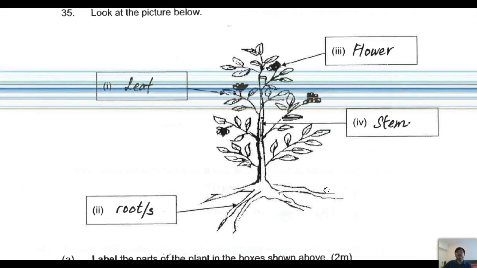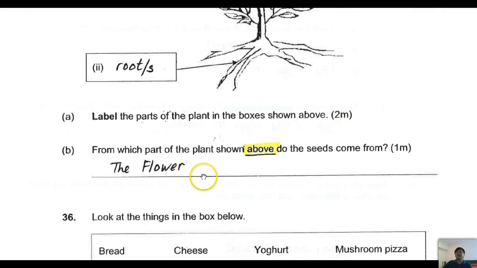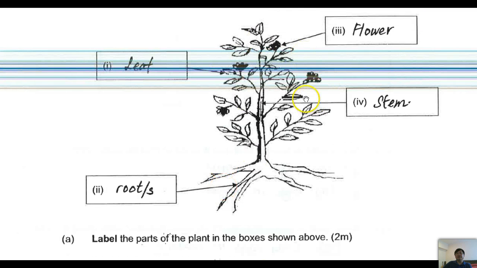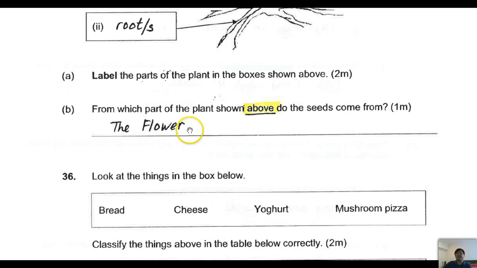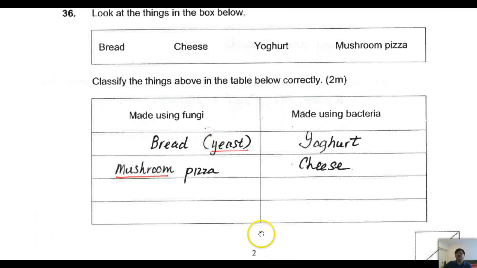Next. Okay, labeling of this should be easy for you now. The flowers may not be very clear, but if you take a look at this, they are definitely not fruits and stem and so on. Now, which part of the plant above, do not refer to anything else. Like some of you put the answer as fruits, right? Over here we don't see fruits. Okay, so refer to the part. The part is flower. Now these are the ones. Take a look. Self-explanatory. Next.